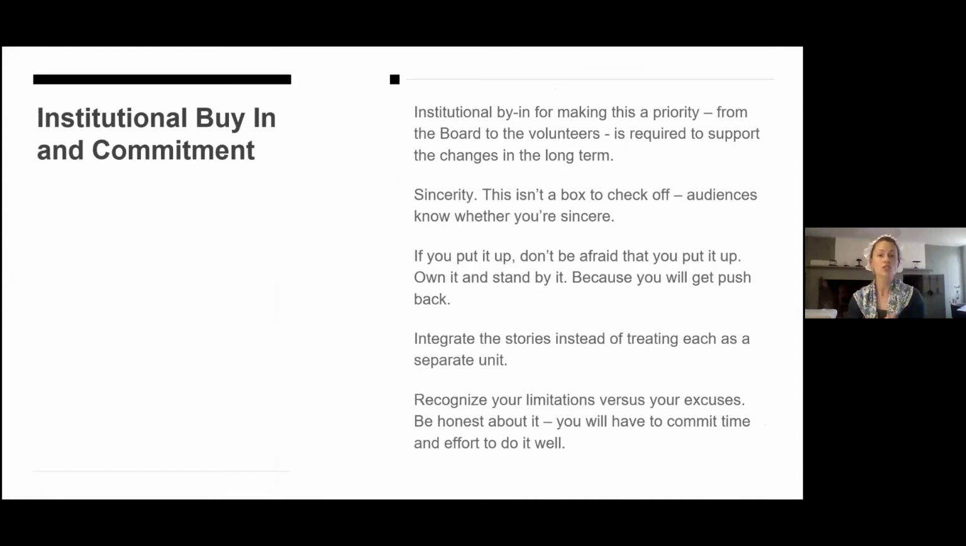Talking about institutions, I'm sure you all find it for anything. If you want to do something at your museum, you have to have institutional buy-in. That means the board has to know what you're doing. That means that your volunteers have to know what you're doing. Your staff has to know what you're doing, because you need support across the platform for changes to be long-term.